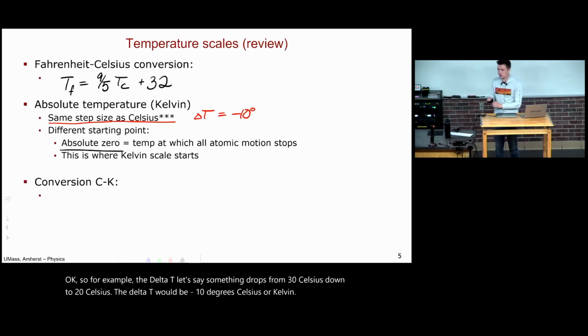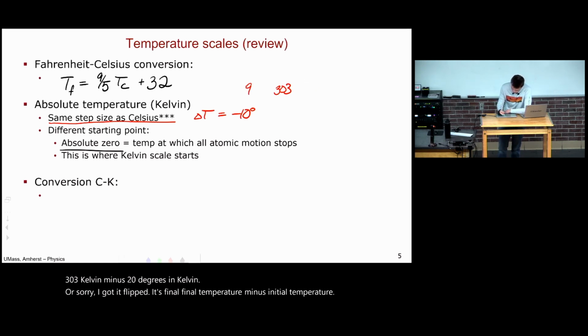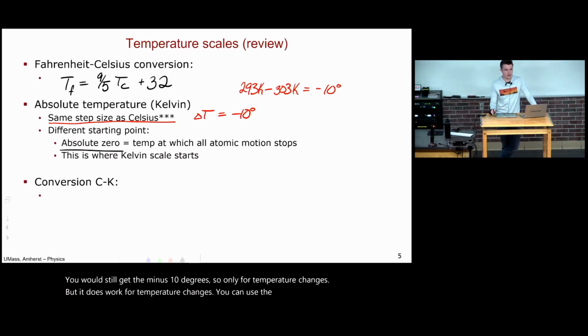If you instead chose to convert 30 degrees to Kelvin, which would be 303 Kelvin minus 20 degrees in Kelvin, or sorry, I got it flipped. It's final temperature minus initial temperature. You would still get the minus 10 degrees. So only for temperature changes, but it does work. For temperature changes, you can use the temperatures in Kelvin or Celsius. You don't have to convert everything to Kelvin in that case.